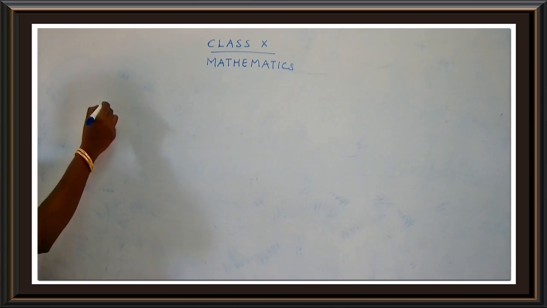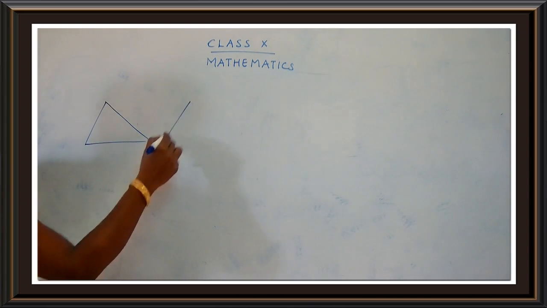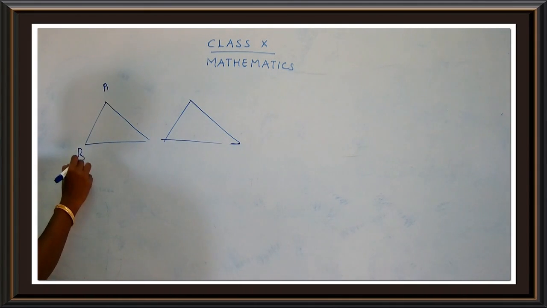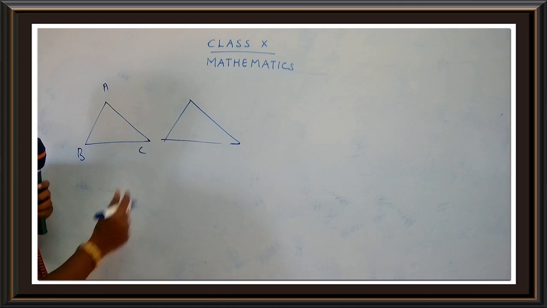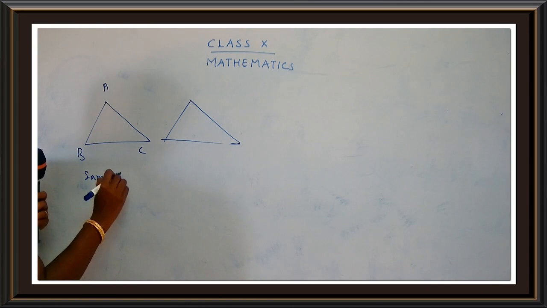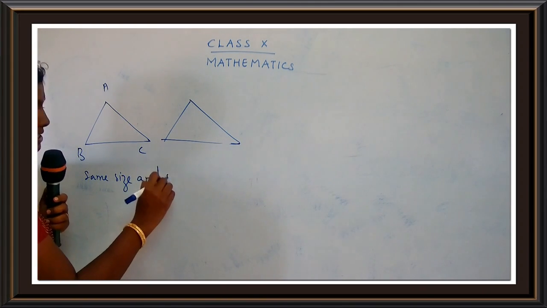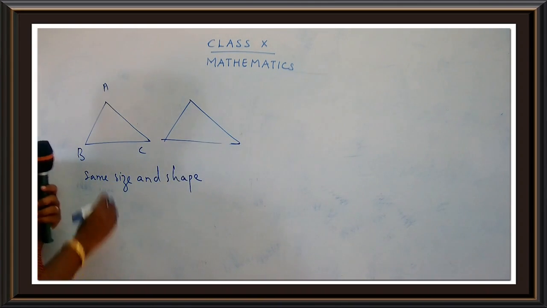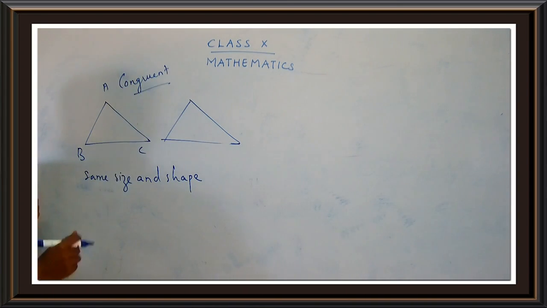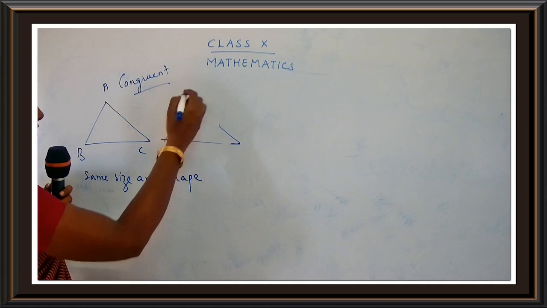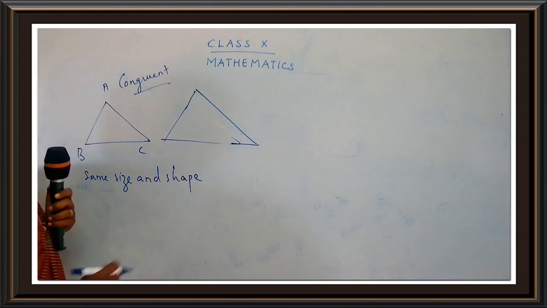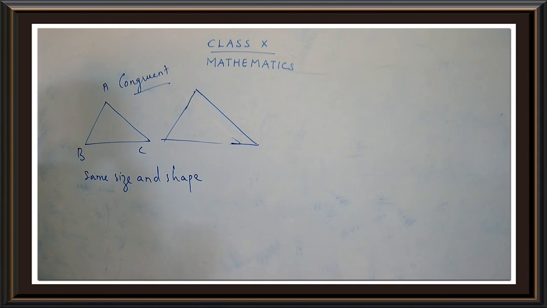A congruent triangle means, suppose you have two triangles, you can say that the two triangles are congruent if they have the same size and same shape. So the size should be the same and also the shape should be the same. That is what we call a congruent triangle. You should get a triangle of the same size and same shape. We call it a congruent triangle.